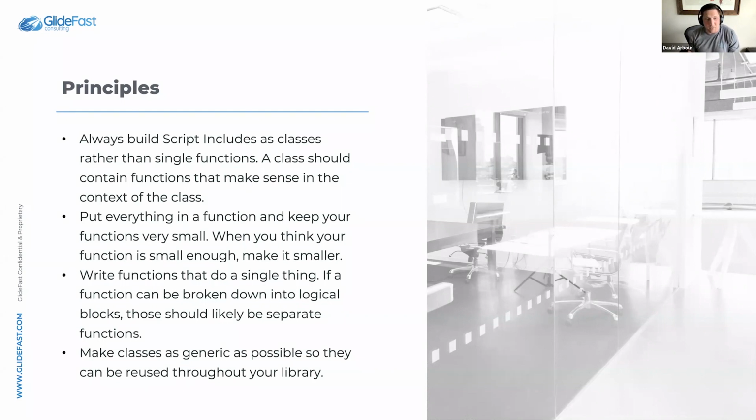Make classes as generic as possible so they can be reused throughout your library. Now, that's not going to be true of every class. Some classes are going to have to be very specific, but they should be built upon classes that are very generic. One of the classes that I'll show you is one that I've built and I've used with multiple customers that allows me to more easily get and work with glide records.